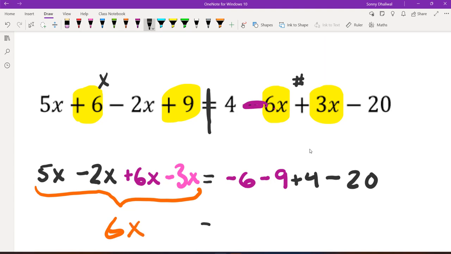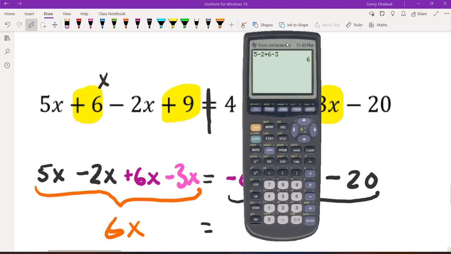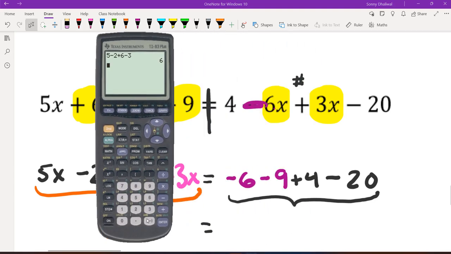Over on the other side, I'm going to combine all these together. I'm going to just punch them into my calculator all in one go. So I have a negative 6 minus a 9 plus a 4 minus a 20, and I get negative 31.